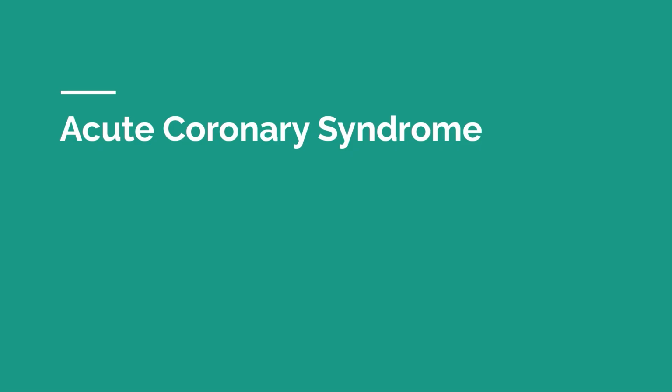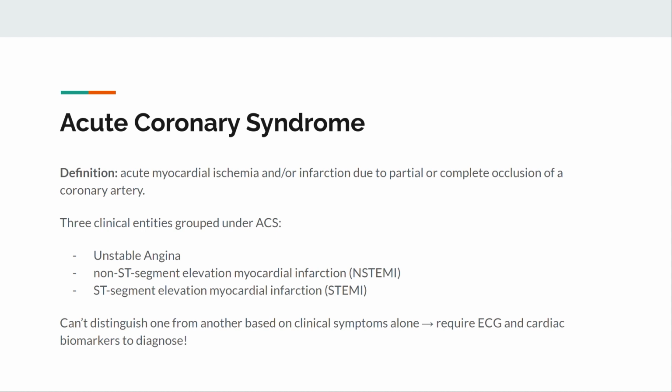Let's talk about acute coronary syndrome. So the acute coronary syndrome is a spectrum of disease that has one common clinical presentation, but three different etiologies for that presentation. So when you have acute myocardial ischemia progressing to infarction, due to the occlusion of coronary arteries, either being complete or sort of a waxing and waning occlusion, that's when you've entered the acute coronary syndrome territory.